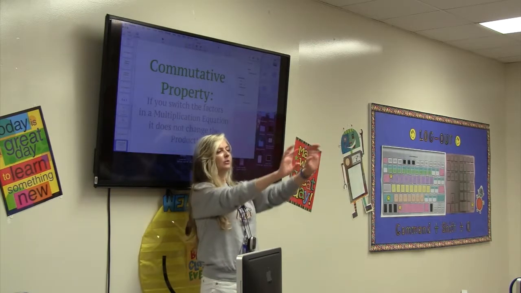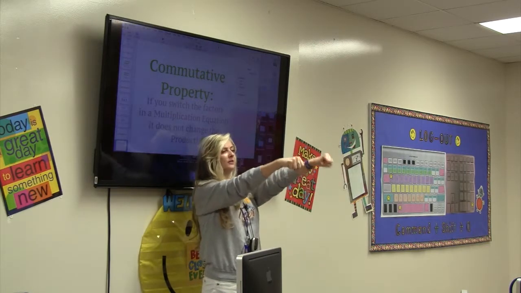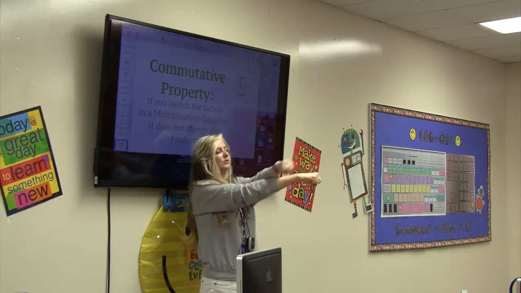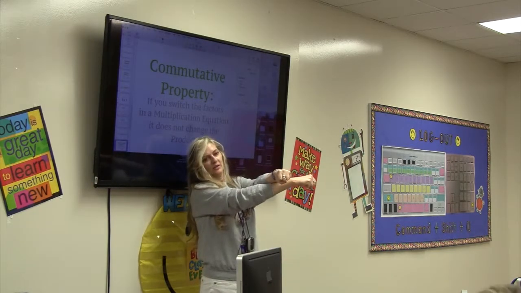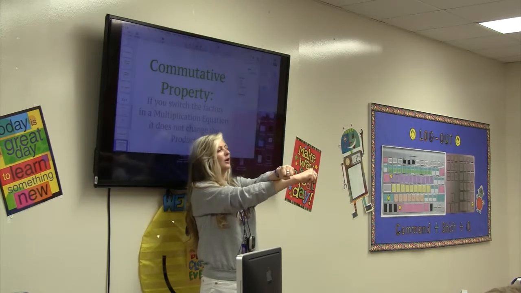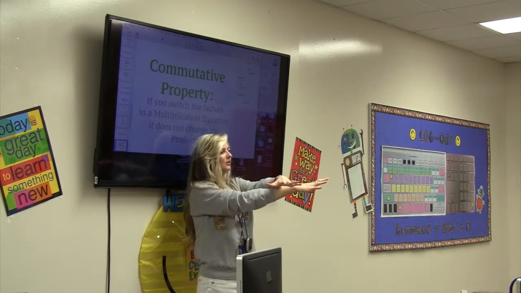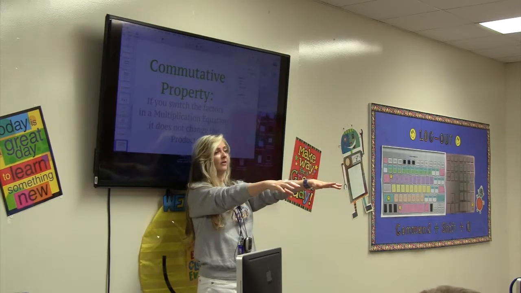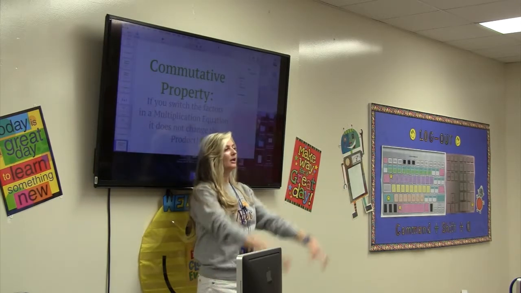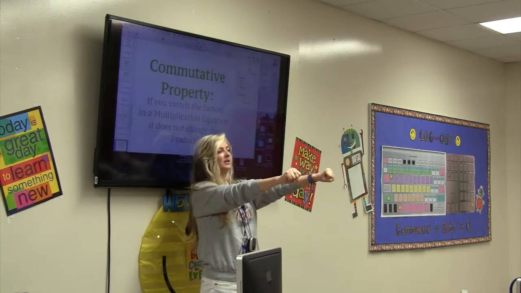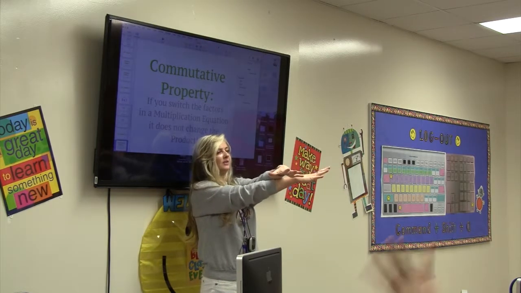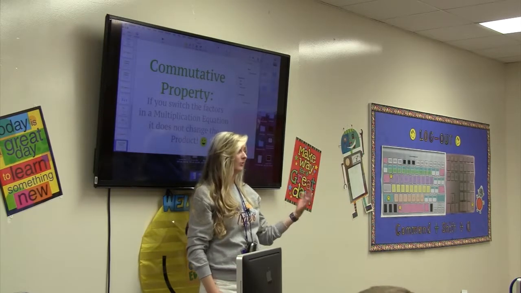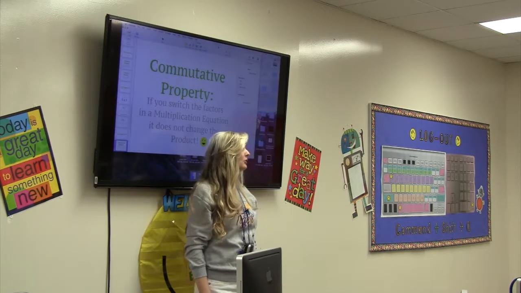So we're going to say commutative. What did I just do? I picked up the factors. Commutative. What did I just do? I switched the factors. Commutative. What did I just do? I dropped them into place with them switched. Commutative. All right, that's one whole set. Commutative, commutative, commutative. That's one whole representation of commutative property.